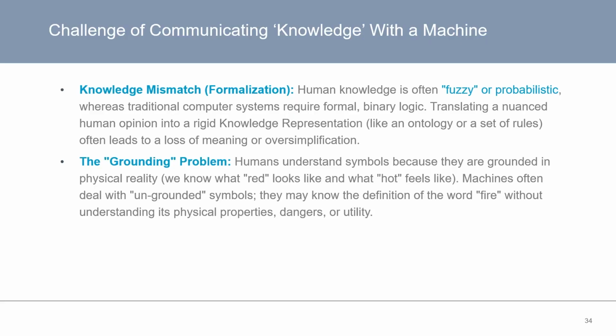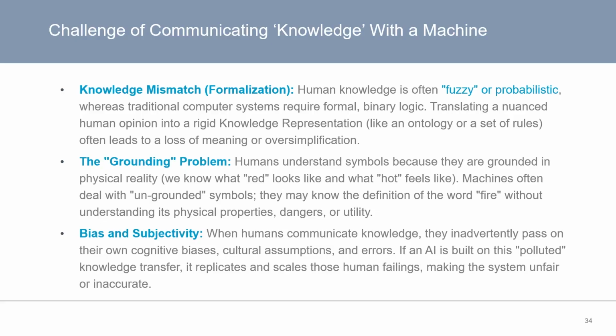Also, we have the grounding problem. Humans understand symbols because they're grounded in physical reality. For example, we know what red looks like and what hot feels like. Machines often deal with ungrounded symbols. In other words, they may know the definition of the word fire without understanding its physical properties, dangers, or utility.